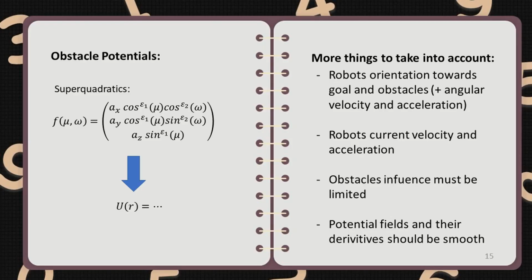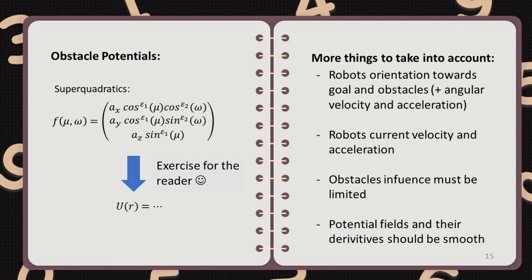The superquadratic can then be transferred into the form we use for the potential. In general, there are a lot of things you can take into account when creating goal and obstacle potentials, like the robot's orientation towards goal and obstacles, as well as the current angular velocity and acceleration, and the linear velocity and acceleration of the robot.